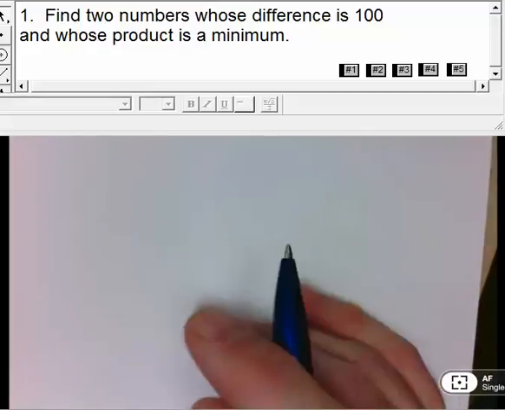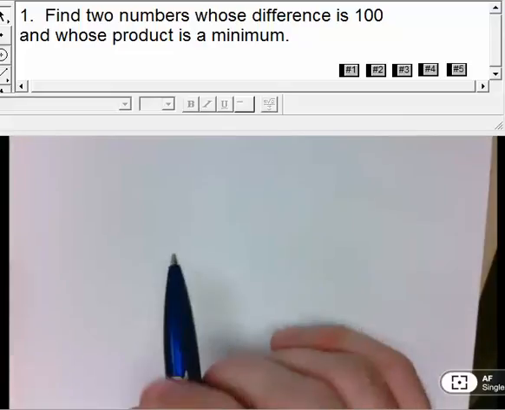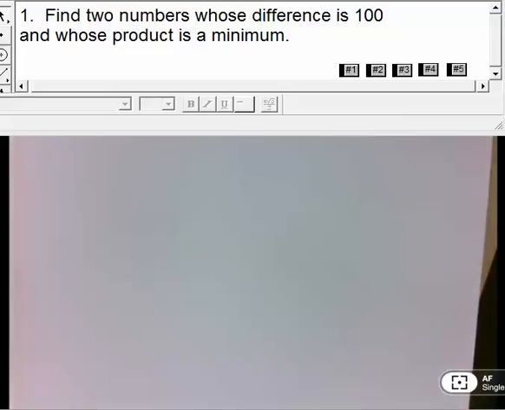So this section is devoted to optimization. Sometimes we're going to want to find a maximum value or a minimum value. In this first example, we're going to try to find a minimum value. The question is basically: find two numbers whose difference is 100 and whose product is a minimum.